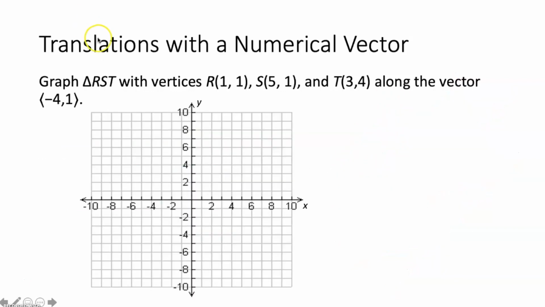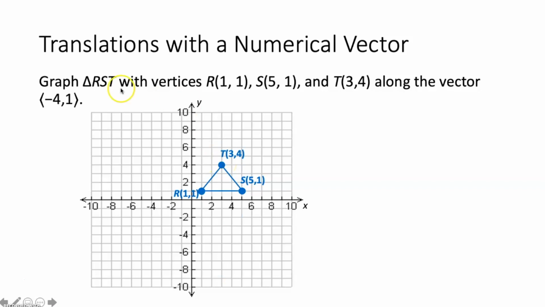Now let's talk about some translations with a numerical vector. So this is actually way easier. It says, first, we're going to graph triangle RST with the given vertices. So R is at (1, 1). So we go over 1 on the x-axis, up 1 on the y-axis, put a point. S is at (5, 1). We go over 5 on the x-axis, up 1 on the y-axis, put a point. And T is at (3, 4). We go over 3 on the x-axis, up 4 on the y-axis, put a point.